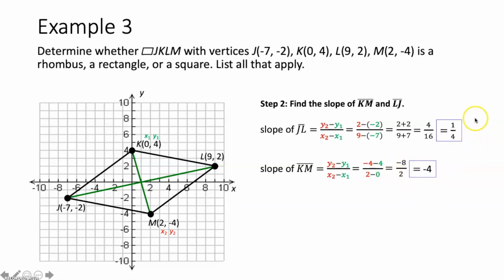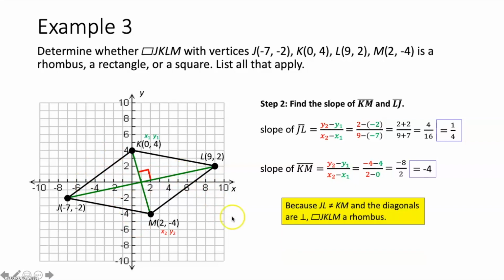Now the question is, are these slopes perpendicular slopes? Are they opposite reciprocals of each other? Well, they have different signs, and the fractions are flipped. So yes, they are opposite reciprocals, meaning that these two diagonals are perpendicular to each other. So this would be a rhombus because it has perpendicular diagonals that are not congruent.